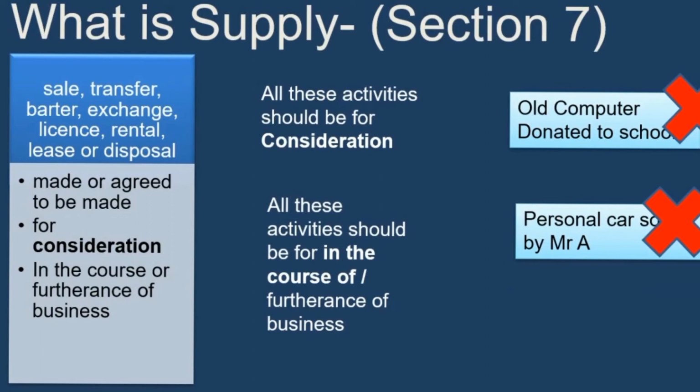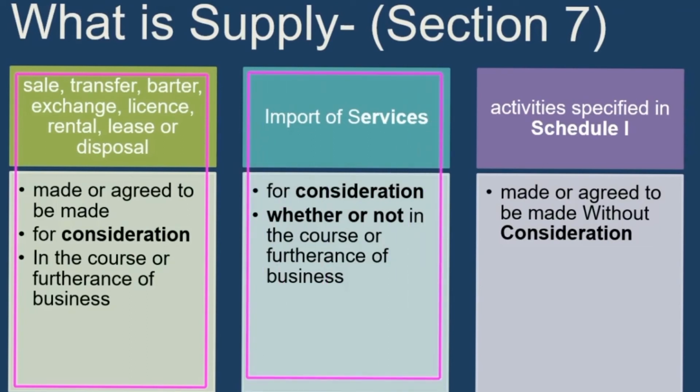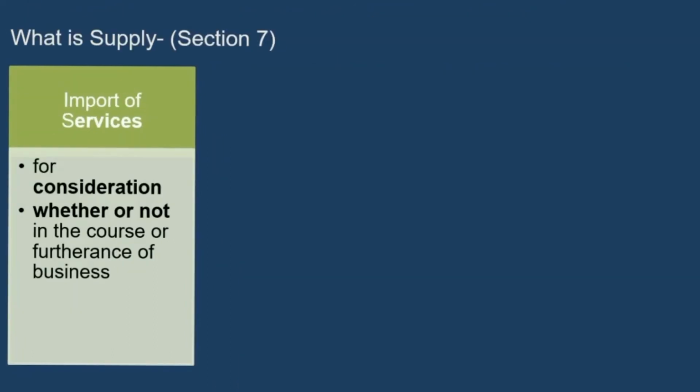So this was the first type that is covered under the definition of supply. We have discussed the first category, that is anything out of sale, transfer, etc. for consideration in the course of business. Now let us see the second category: import of services. Import of services is treated as supply under GST if it is for consideration, whether or not in the course or furtherance of business. It means if you are importing services for business or for personal use, both cases of import of services are treated as supplies.